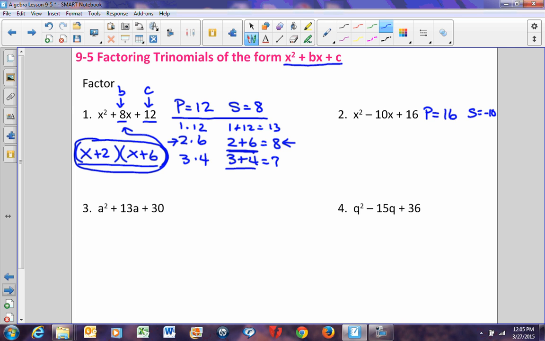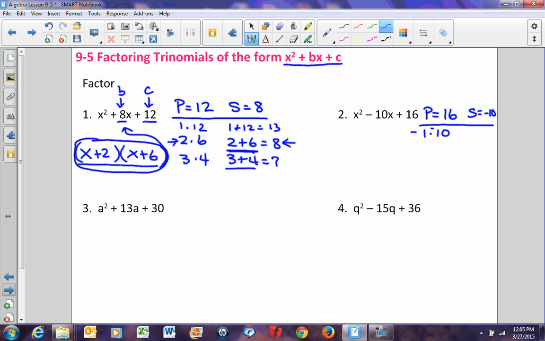Right? So I think of the numbers that multiply together to give me 16. Positive 16 would be 1 times 16. But I'm looking at this going, wait a second. If I have two positive numbers and I multiply them together, I will get a positive answer. But if I add them together, I will always get a positive. So how do I get two numbers that multiply together and add together to get a negative number? They both have to be negative.